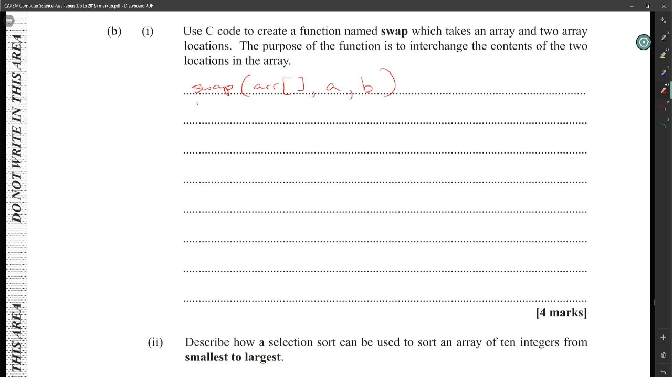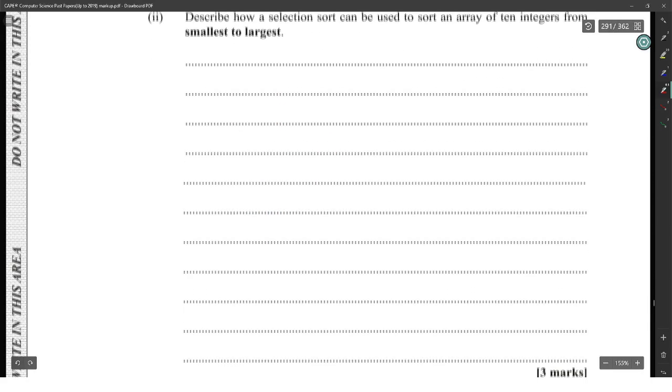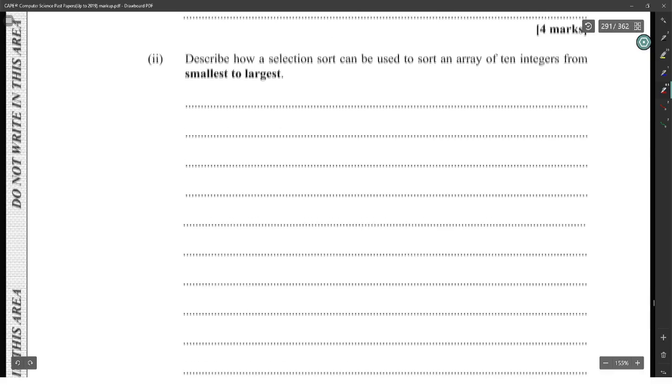Alright, so we have to create a variable called temp. Temp is supposed to be an int. Alright, int temp, and then we want to say temp is equal to ARR location A, ARR A is equal to ARR B, and ARR B is equal to temp. Alright, we good there.